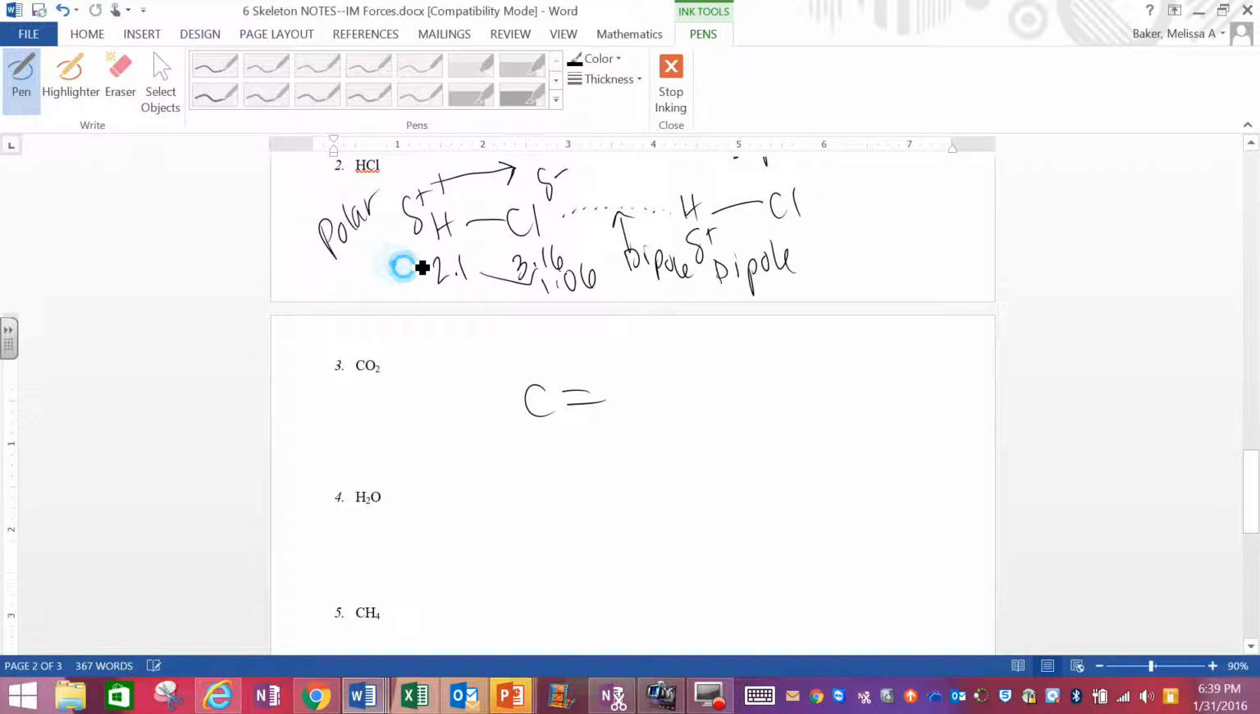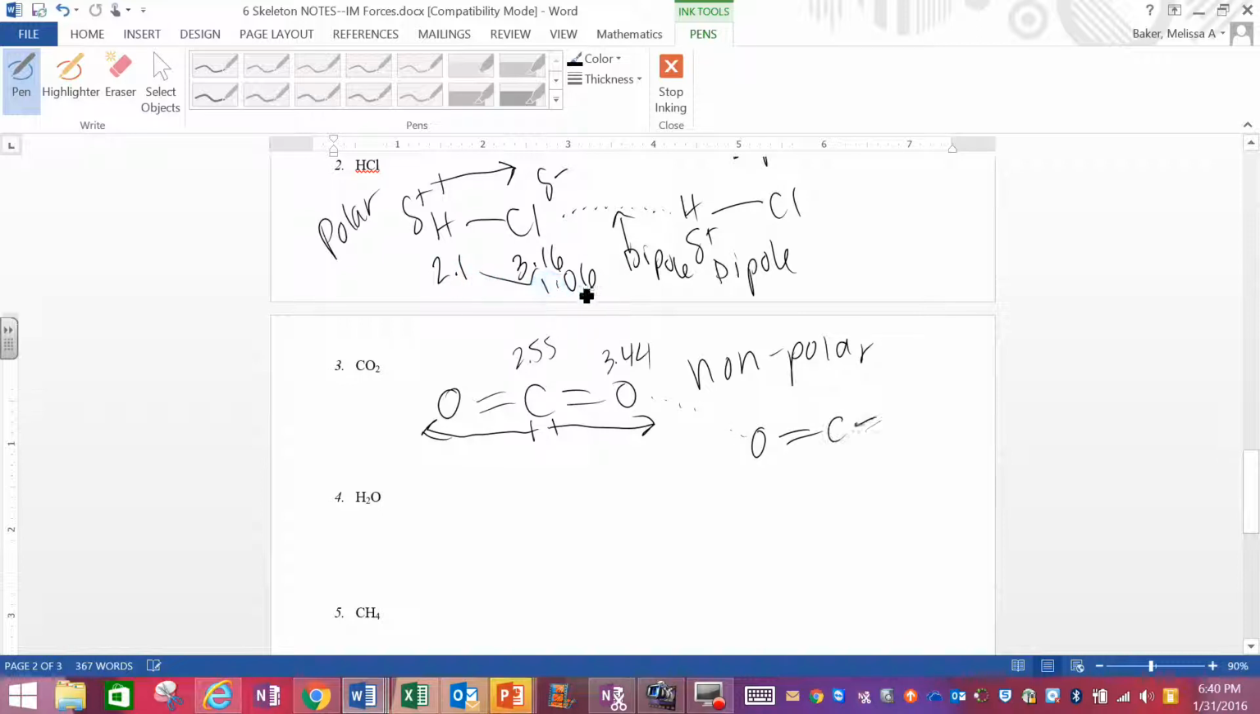How about carbon dioxide? Oxygen's 3.44, carbon is 2.55. That's a big difference, 0.89. So oxygen's pulling to the right, but there's an oxygen pulling equal and opposite to the left. That's like you walk a block east, you walk a block west. Where'd you end up? Right back where you started. So this is a non-polar molecule. So if there's another carbon dioxide hanging out somewhere nearby, there's only a slight attraction between those two. So we say that has dispersion forces.